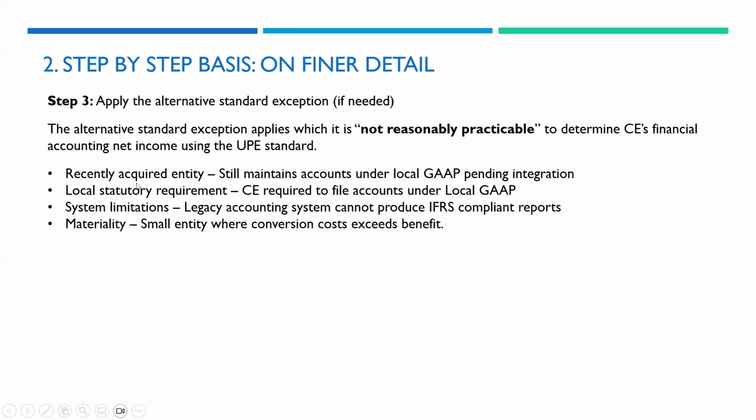It may be a recently acquired entity. We have to file local GAAP, and our opening balances are in local GAAP. It's very difficult for us to go back all these years and change. There might be system limitations. Legacy accounting systems cannot produce IFRS compliant reports, or it could be due to materiality. Say the constituent entity is a small entity, and if I go into conversion for finding this top up tax, the cost will exceed the benefit. So all these reasons could make it not reasonably practicable, but these are just suggestions. This has to be done.